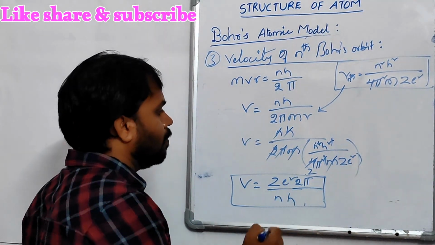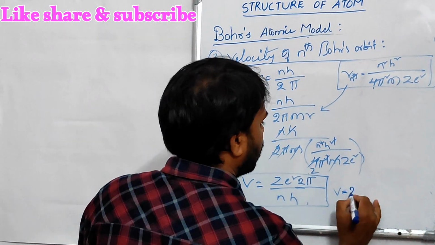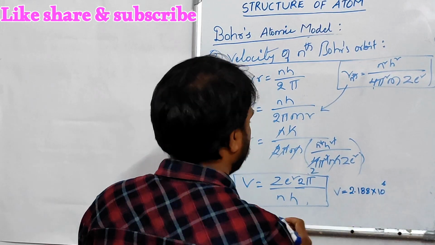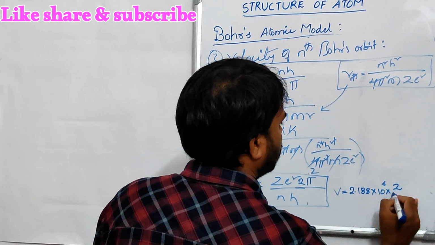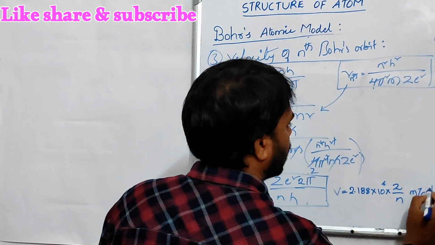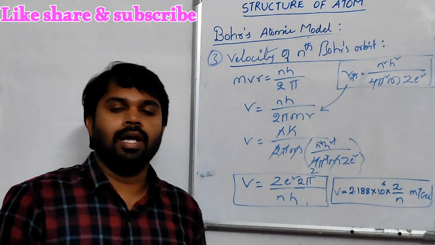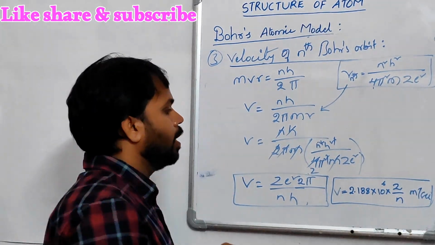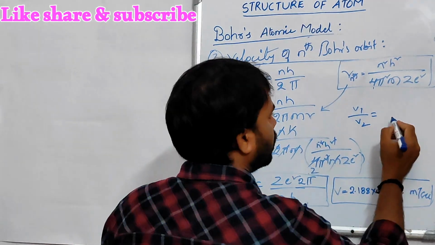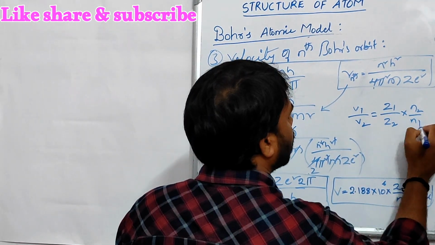In this, all constant values we can replace and simplify. The velocity value comes out to be 2.188 into 10 to the power of 6 into Z by n meter per second. When the velocities of two atoms are compared, the ratio V1 by V2 is equal to Z1 by Z2 into N2 by N1.